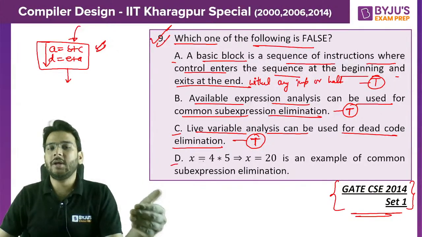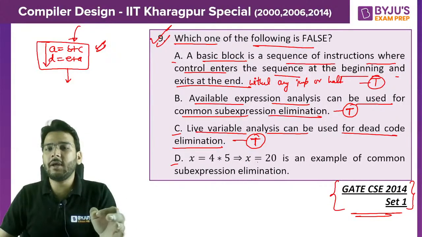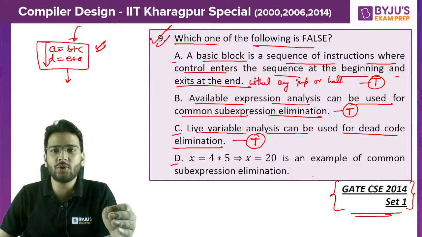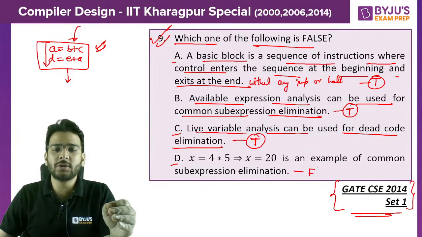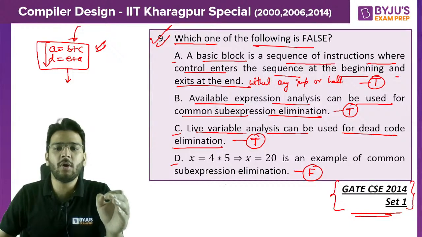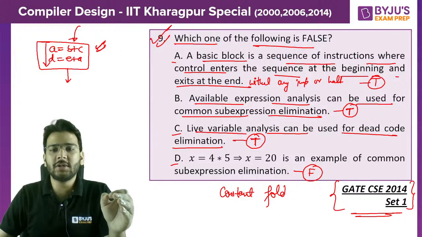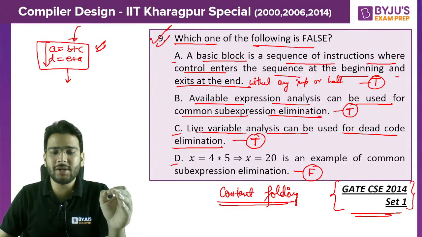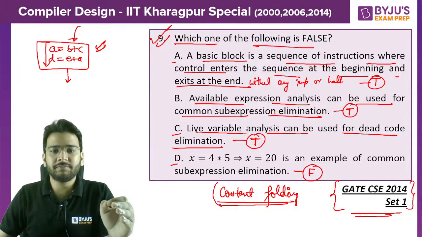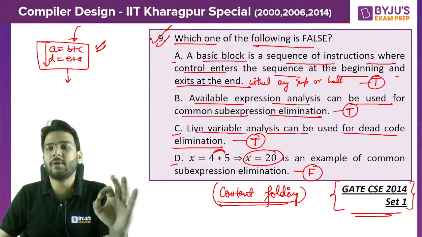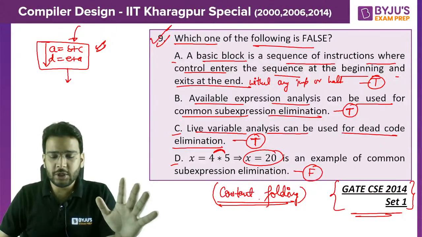What about option D? X is equal to 4 into 5 implies X is equal to 20 is an example of common sub-expression elimination. Is it true? No, it is not. It is false. Why is it false? Because this is an example of constant folding, not common sub-expression elimination. Is it clear? So basically we are folding the constants and we are making it X is equal to 20. So this is constant folding. This is not an example of common sub-expression elimination.